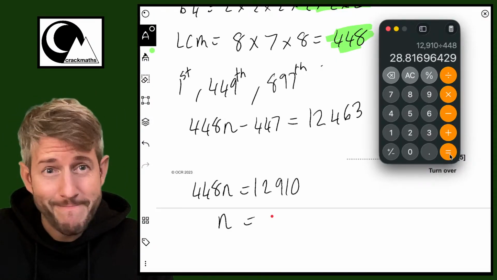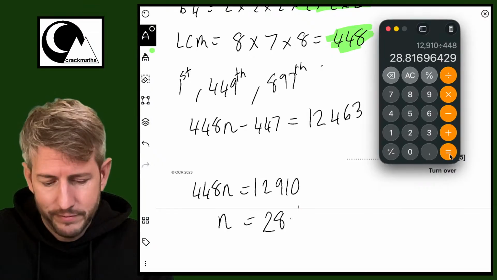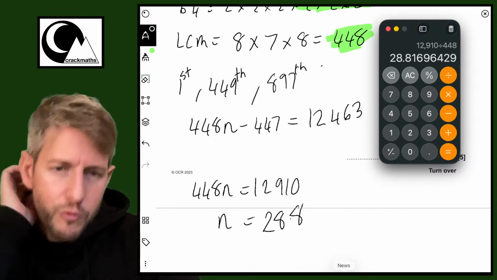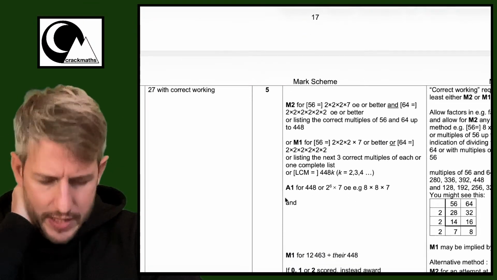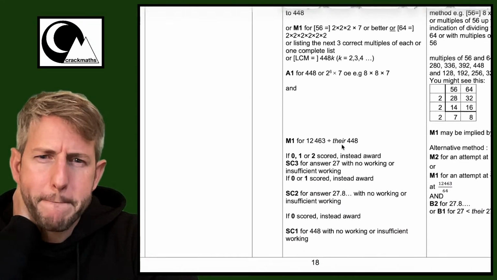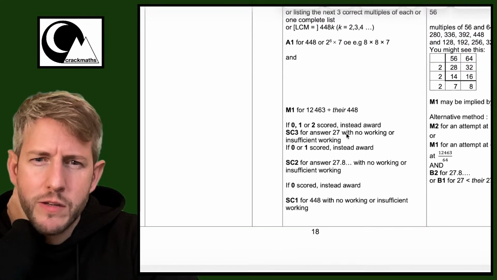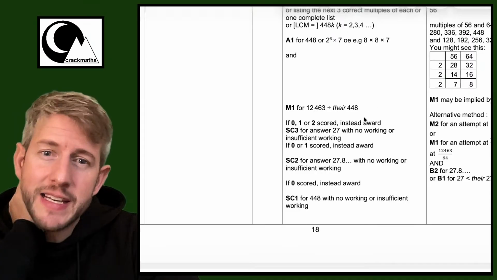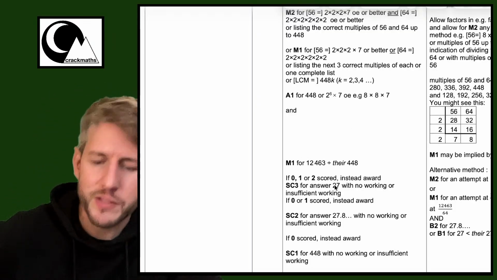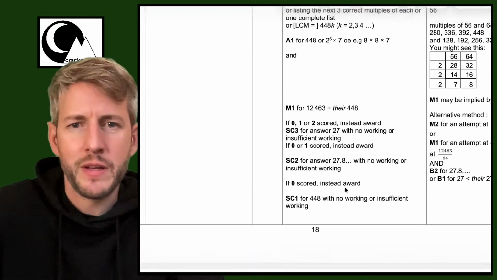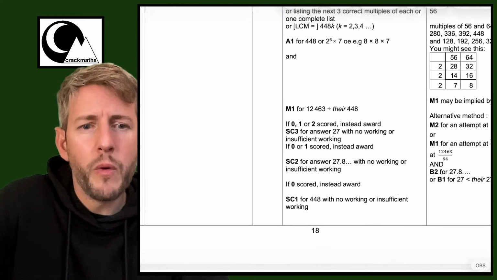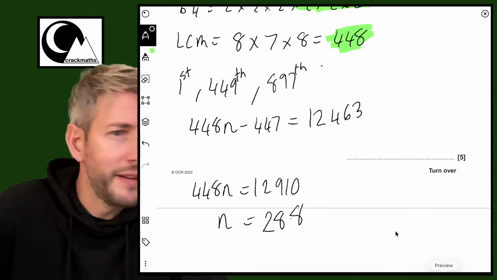And I've got it wrong again. Interesting. Where have I gone wrong? Right, because they've said 27. So they've just divided it straight by 448. Okay, maybe that's what we want to do. How many lots of 448 fit into it? So I've overcomplicated it with the sequence thing. Yeah, that's fair. Okay. Sorry about this.